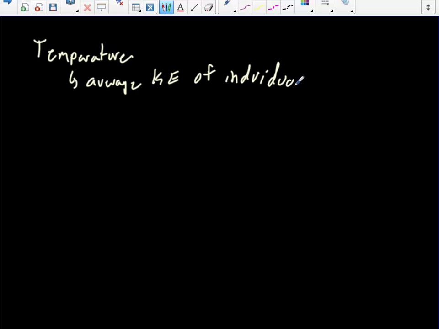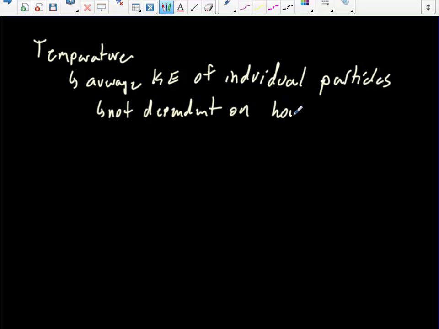Thermal energy and temperature are two different things, but they are related, and I don't want you guys to mess them up. Temperature only deals with average kinetic energy. Okay, so this is average kinetic energy of individual particles. Now, that means if particles are moving fast, kinetic energy is high and the temperature is high. It has absolutely nothing to do with the total amount of particles. Okay, not dependent on how many particles.